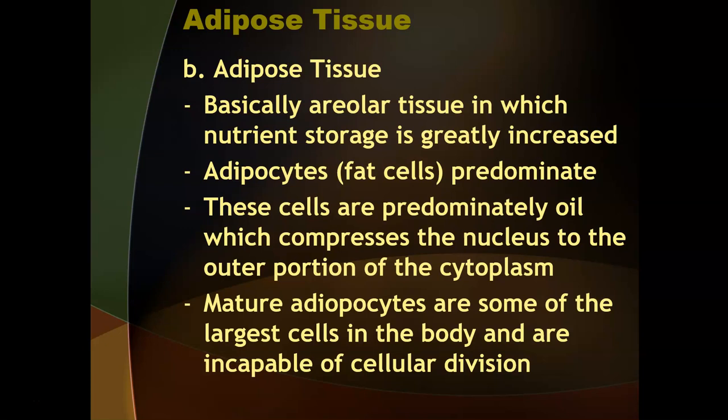Generally, what they are is a cell membrane with a nucleus right out at the edge, and the whole cytoplasmic area is a drop of oil. So we say that these cells are predominantly oil, which compresses the nucleus to the outer portion of the cytoplasm. So think of a single cell with a nucleus, and all the rest of it's oil. Mature adipocytes are some of the largest cells in the body and are incapable of cellular division.